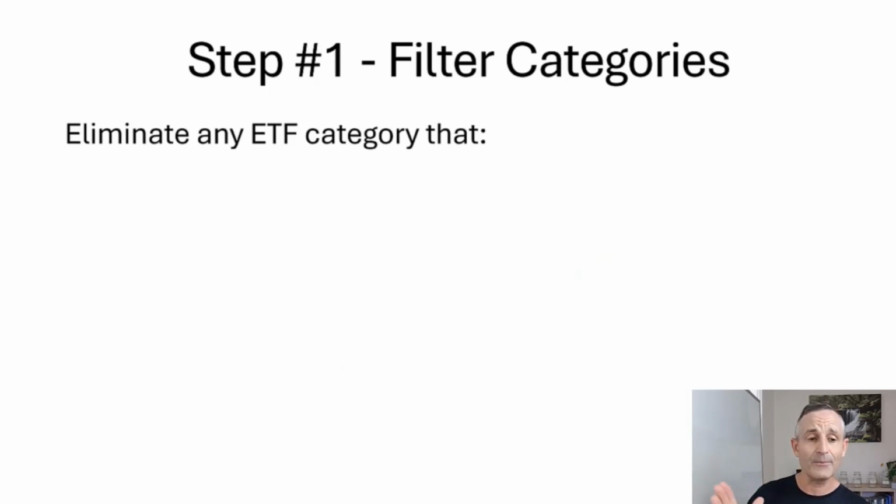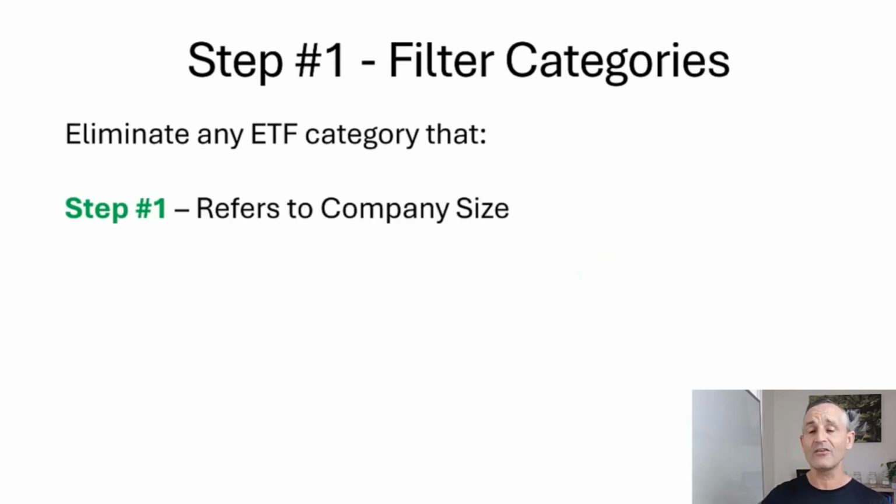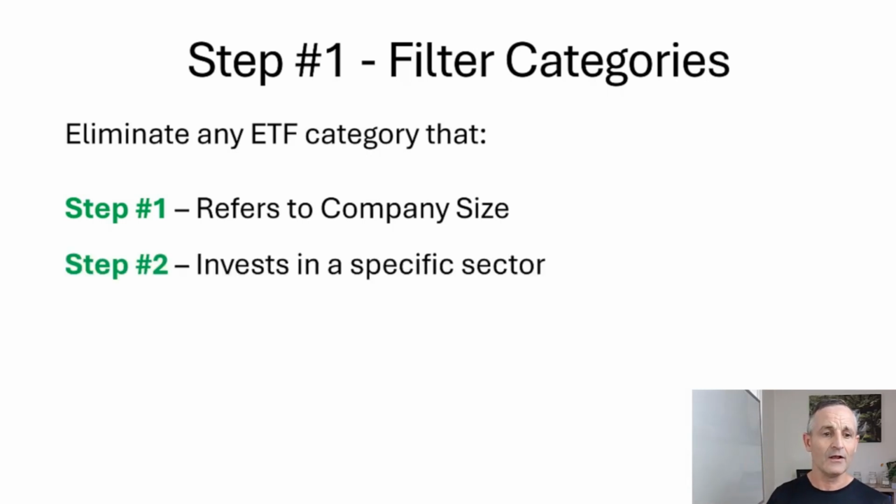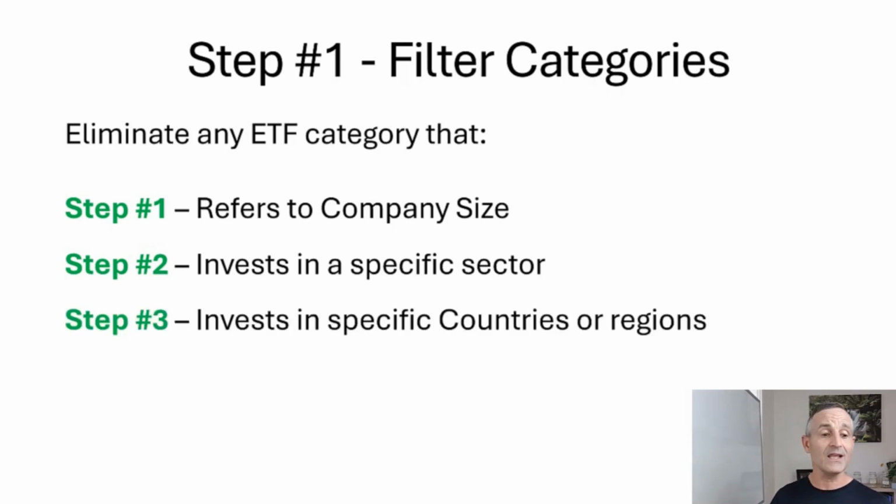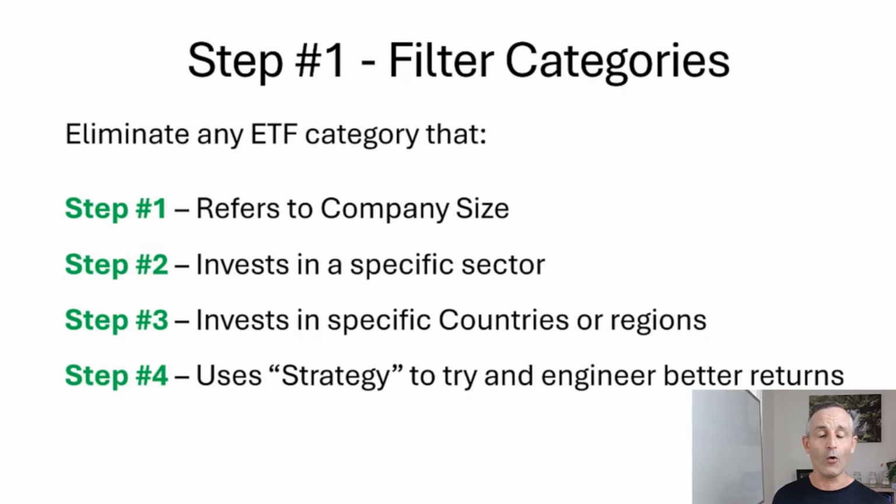So the first step in this process, eliminating the categories. So eliminate anything that refers to company size. Second step, now I'm going to go through some more detail. Second step here is remove anything that invests in a specific sector. Step 3, remove an ETF that invests in specific countries or regions. Step 4, remove any exchange traded funds that use the word strategy or try to use strategy to engineer better returns. So let's have a look at what this looks like.